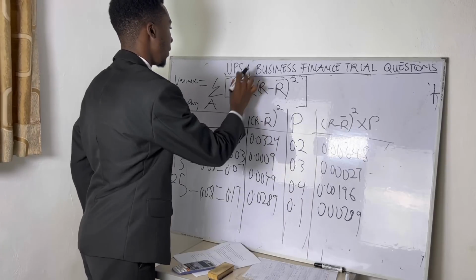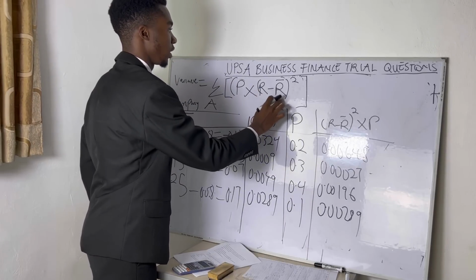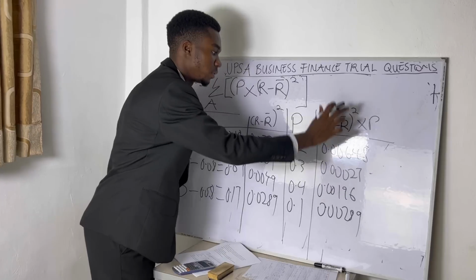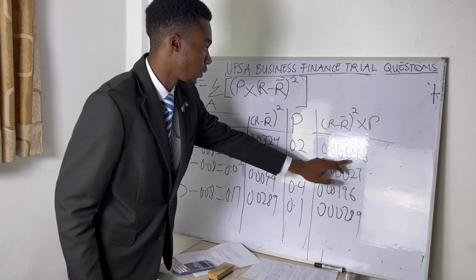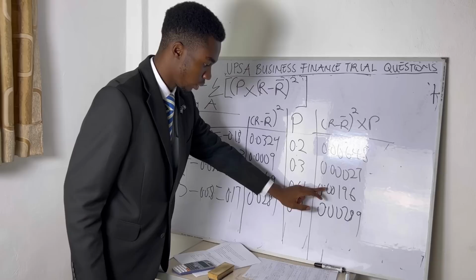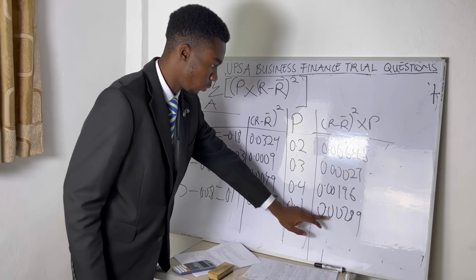So now we found our P times the returns minus the expected return squared. So the formula says the summation of it. So we just add all these values. So 0.00648, then 0.00027, then 0.00196, then 0.00289.